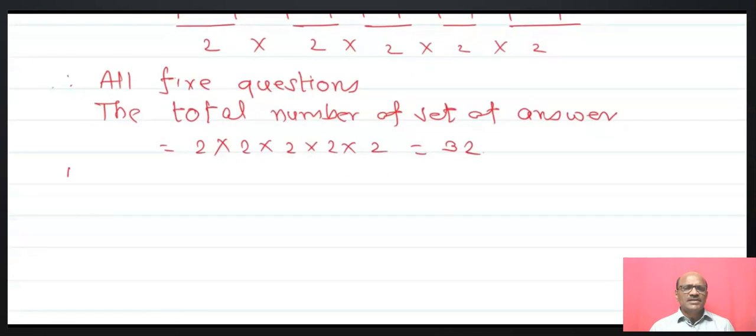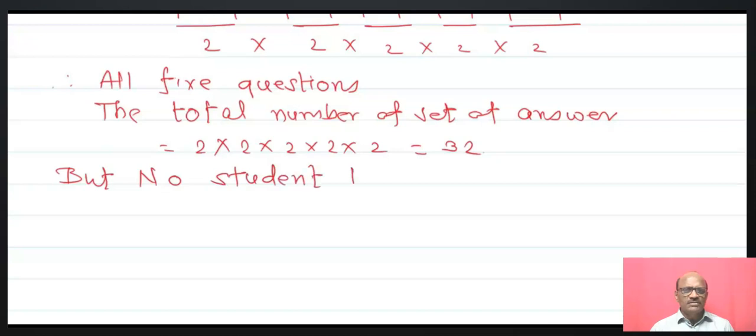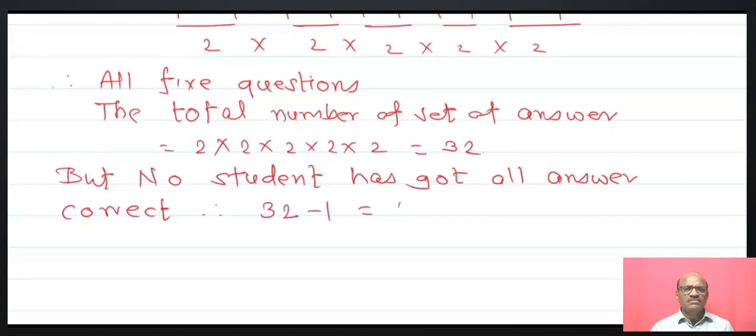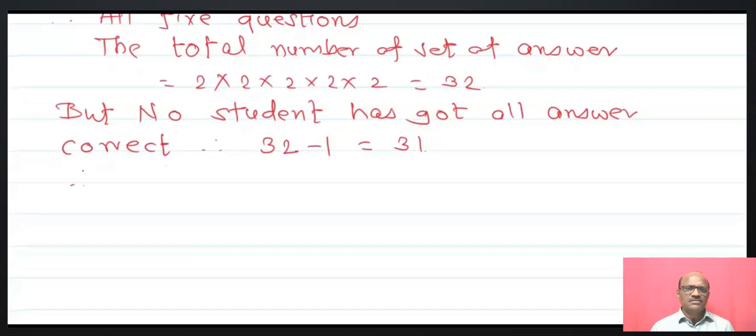This contains one correct answer also. But no student has got all answers correct. Therefore, 32 minus 1 is equal to 31. Therefore, the number of the students present for the test are 31.